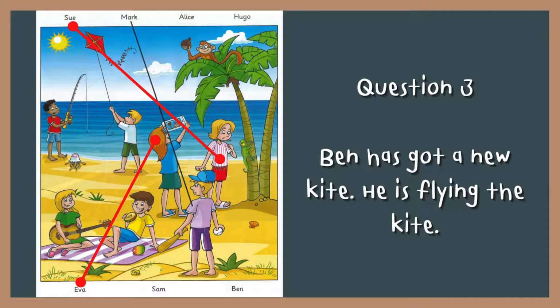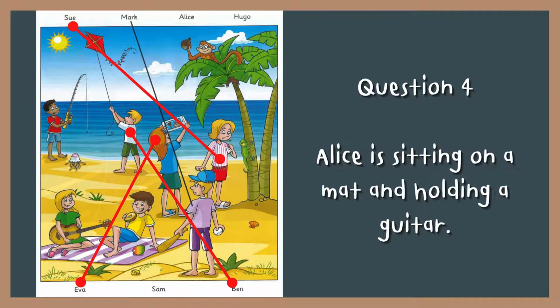Question 3. Ben has got a new kite. Kite. He is flying a kite. Can you see the boy who's flying the kite? Yes, that's Ben.